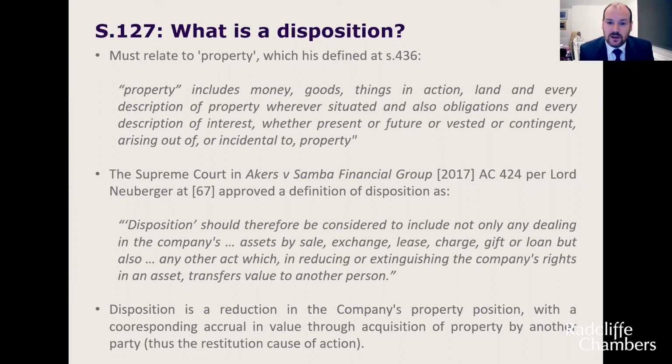Akers and Samba, ultimately, I have to quickly make an interjection here. 127 was found not to apply in that case, as the company held the shares as trustee. So they had no beneficial interest in the item which they transferred. They had legal title, but nothing more. So ultimately, where the beneficial interest wasn't held by the company, it didn't lose anything beneficially. Its ultimate balance sheet was not affected. So in that case, it was not reversed.